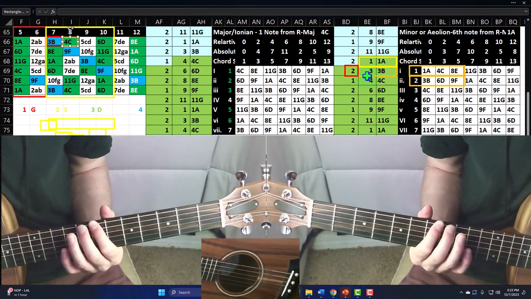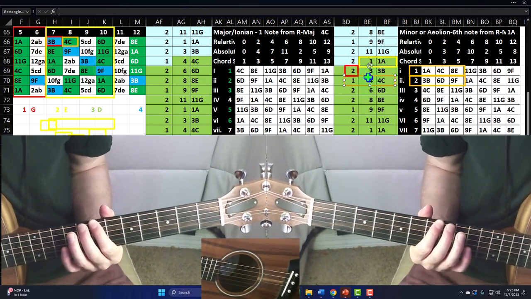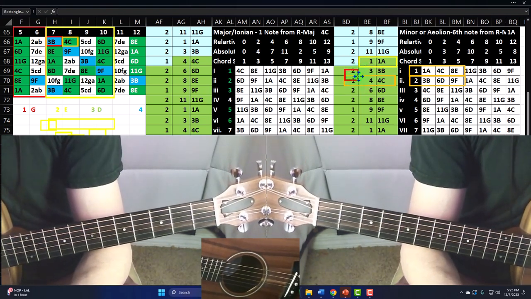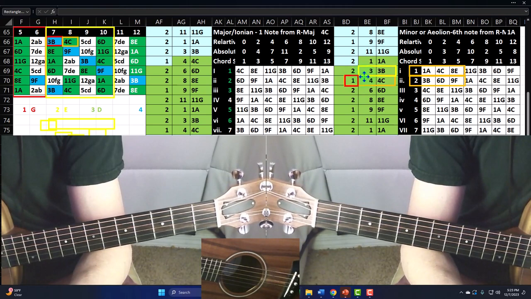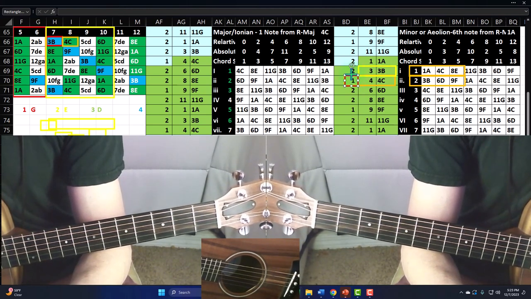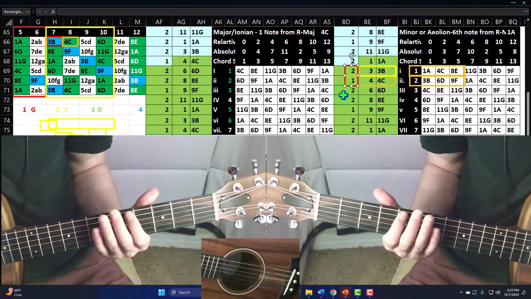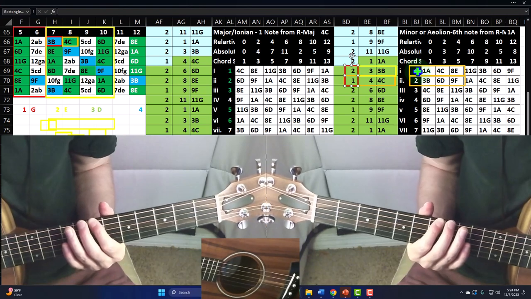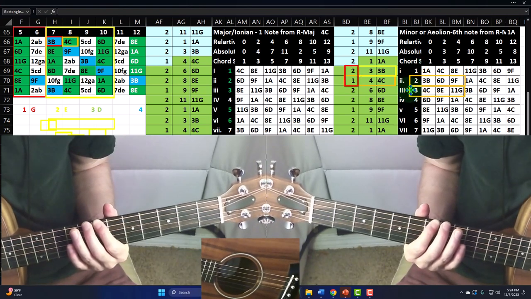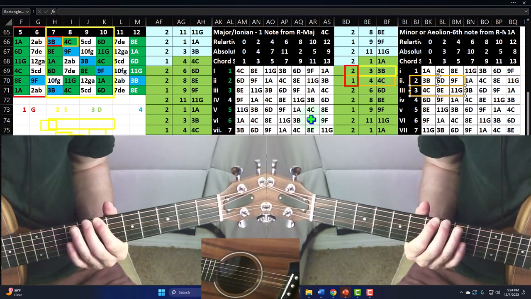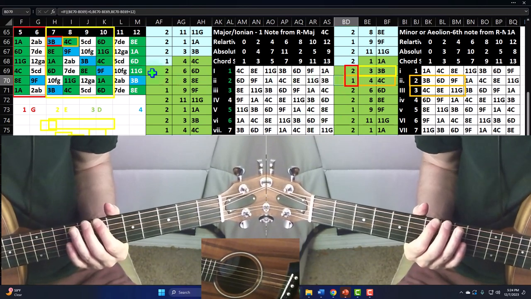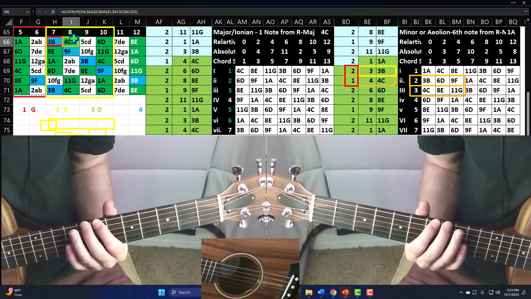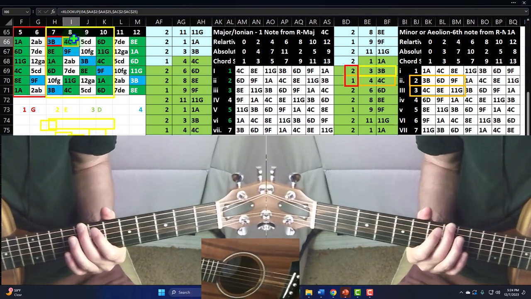Let's pull this down so we can see the total. So now we're over here and we're going from relative position 2 to 3, which is a half step. So we're going from note number 3, which is a B, plus 1, to note number 4, and note number 4 is a C. And so there's that one.